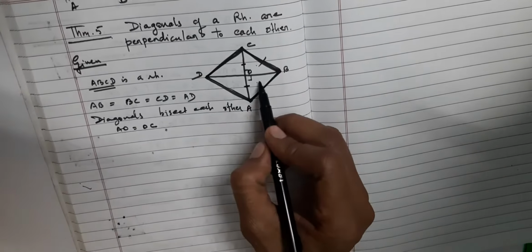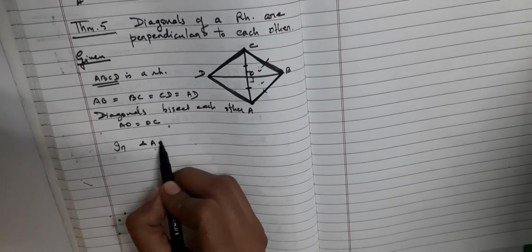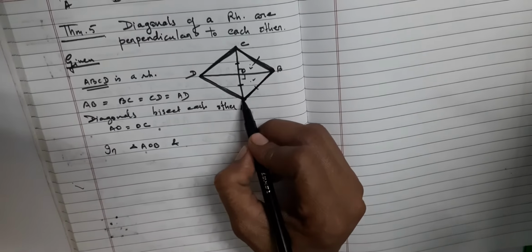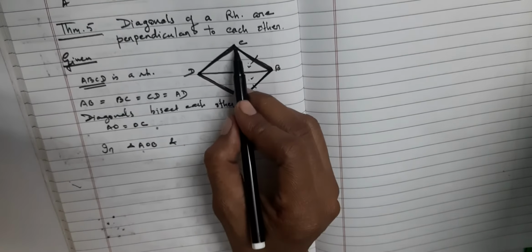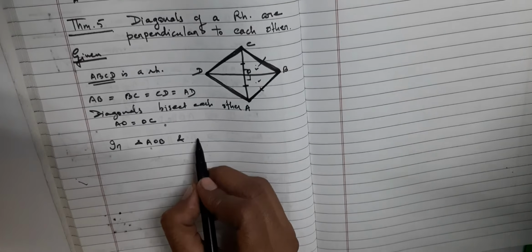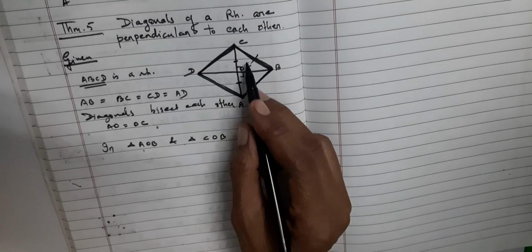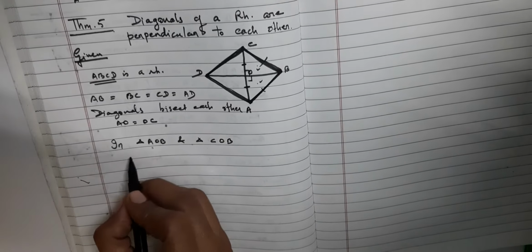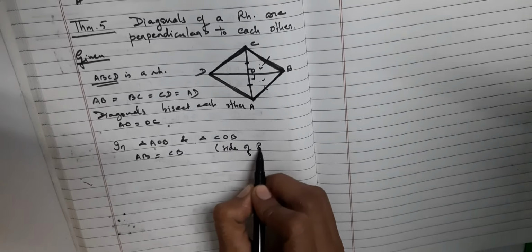Now we are going to consider this and this triangle. So let us write down in triangle AOB and triangle BOC, or you can say COB. Now in triangle AOB and COB, what are the things you can match? Let us see. You can see AB equal to CB, because of the side of rhombus. It is given that this is a rhombus. Then what else is there?